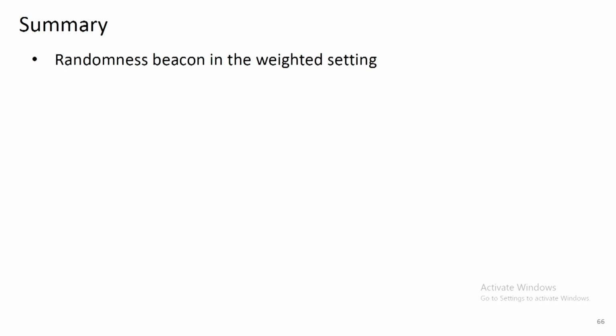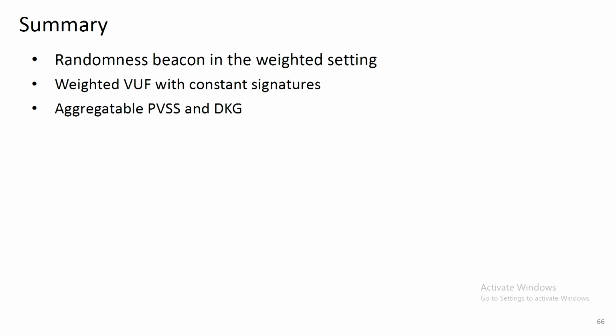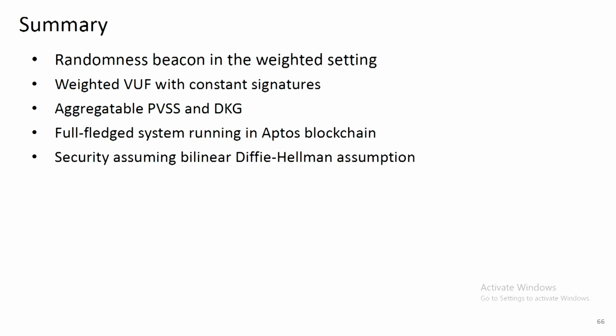In summary, we design a randomness beacon in the weighted setting. So the core idea is to design a weighted VUF scheme with constant signature size. In the paper, we have many other things, including how to do this virtualization-based DKG more efficiently using something called aggregatable PVSS. And we also have a full-fledged system that's running on top of the Aptos blockchain. And we prove the security of our scheme assuming this bilinear Diffie-Hellman assumption.